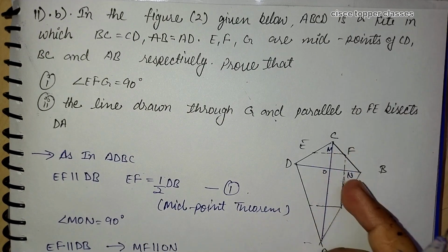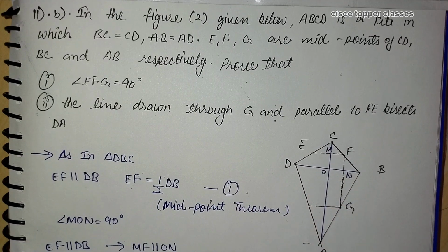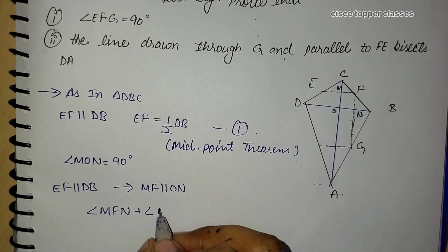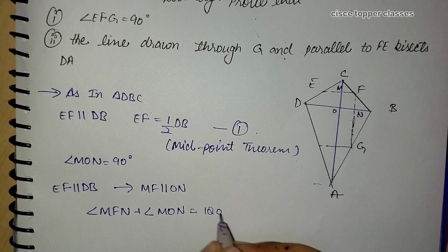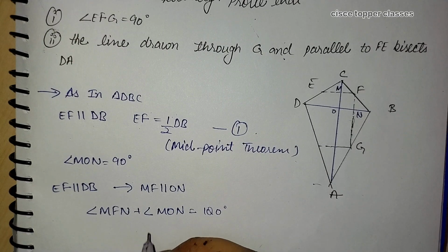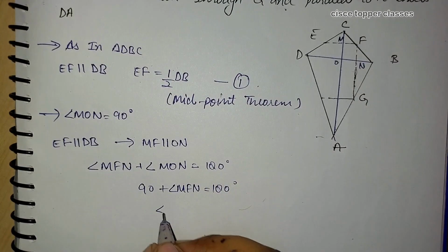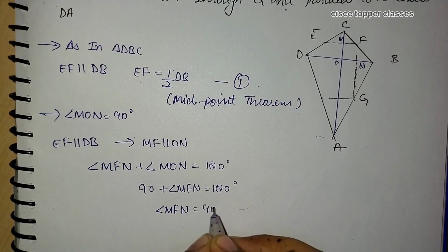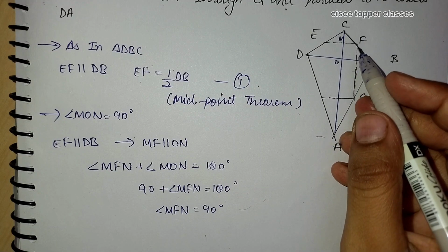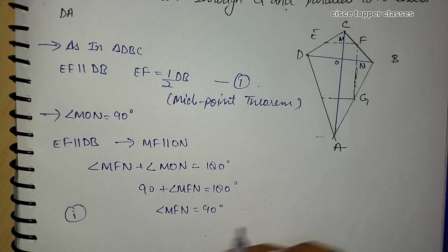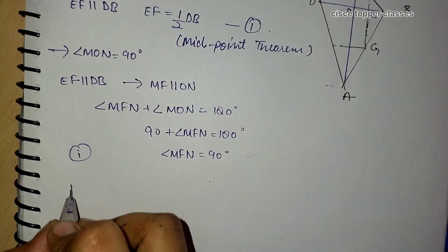ON. As MF is parallel to ON, we can say that angle MFN plus angle MON is equal to 180 degrees. So we can write the value of MON, which is 90 degrees, plus angle MFN equal to 180 degrees. From here we find the value of angle MFN is equal to 90 degrees. And as this is 90 degrees, the value of EFG, which is asked in the first part, is equal to 90 degrees. Hence proved.